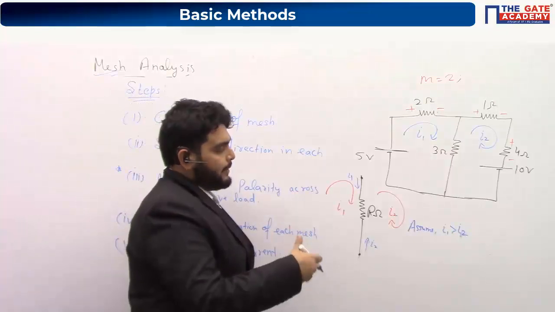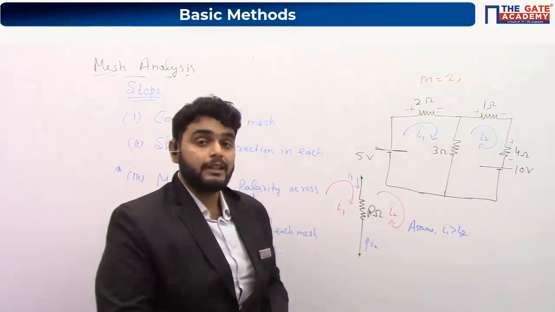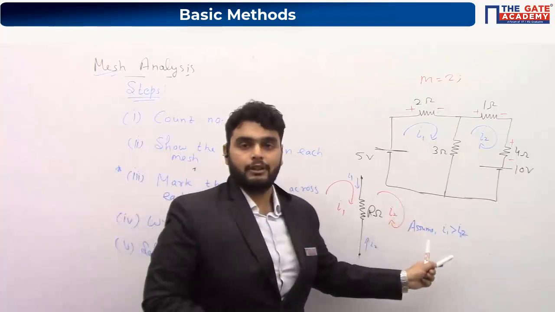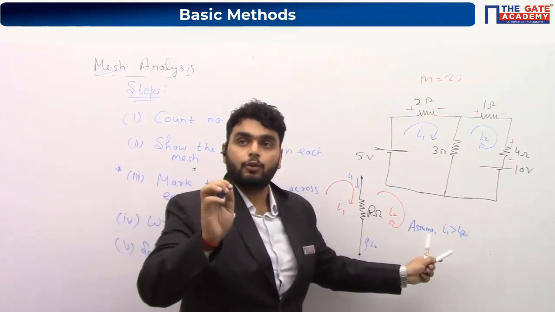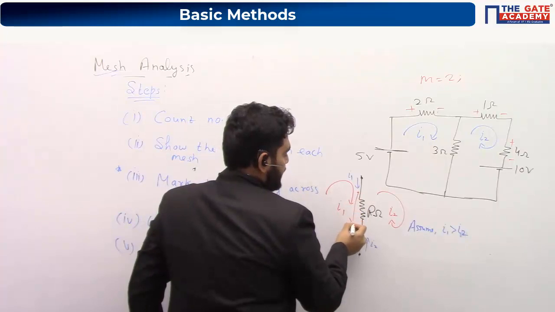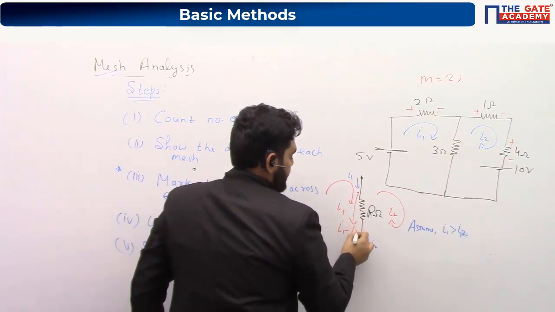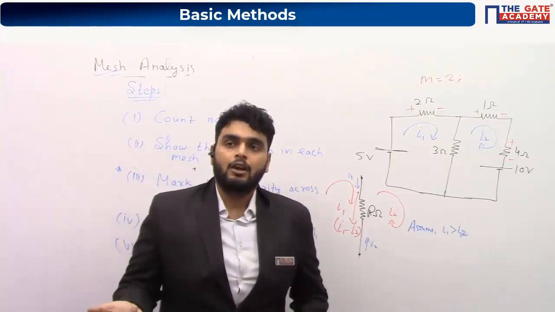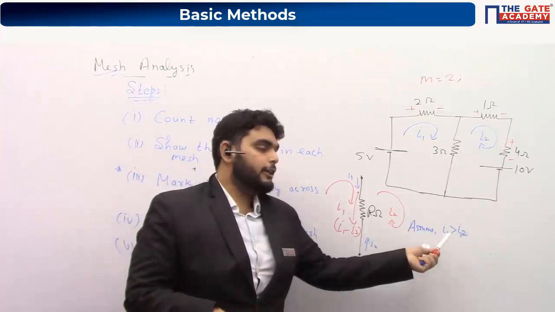So here, if I am assuming I1 is greater than I2, it means the resultant current actually flows in the direction of I1, and that current is nothing but the difference of both currents, I1 minus I2. This will be the resultant current. But the assumption is I1 is greater than I2.